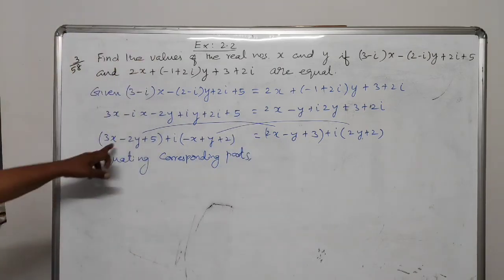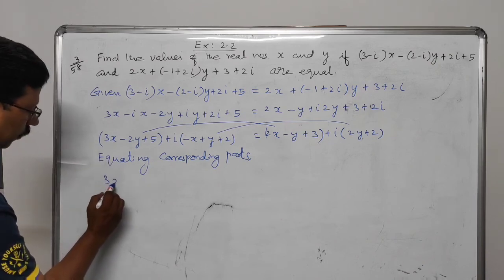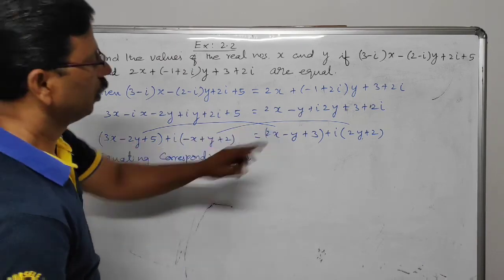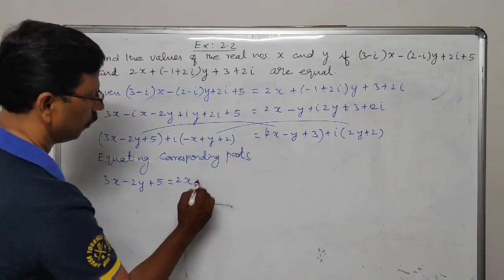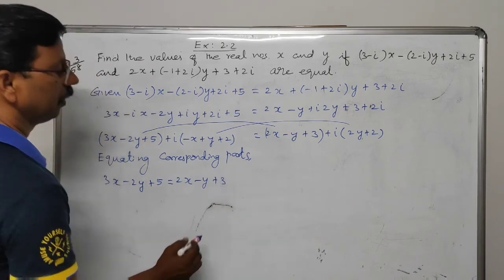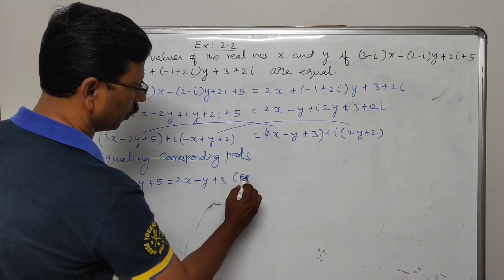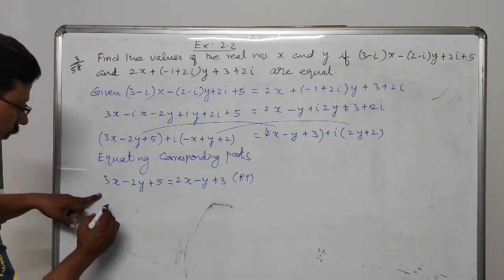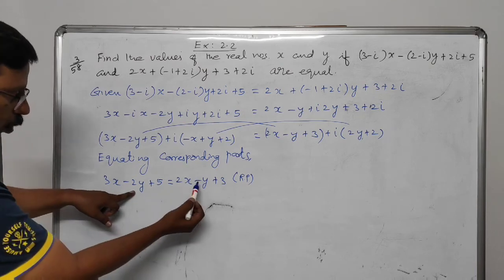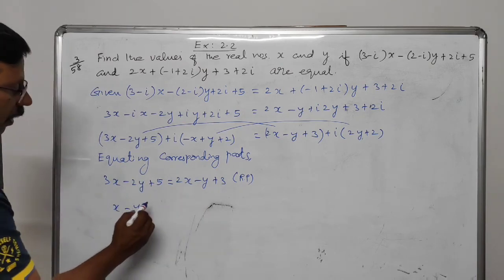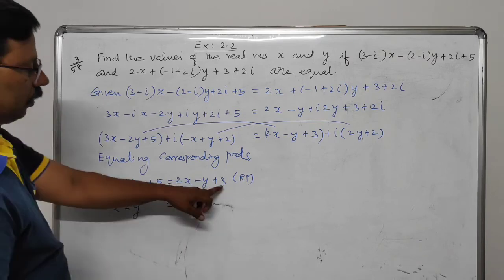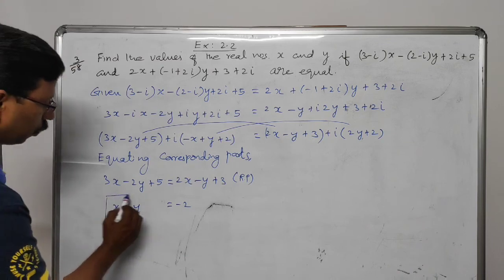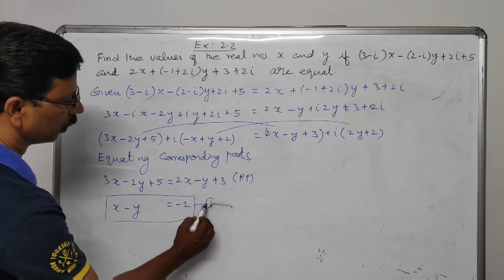First we can take the real parts: 3x minus 2y plus 5 will be equal to 2x minus y plus 3. These are the real parts. Just try to simplify. 3x minus 2x becomes x, minus 2y plus y becomes minus y, which is equal to 3 minus 5, which becomes minus 2. Now we can take this as equation number 1.